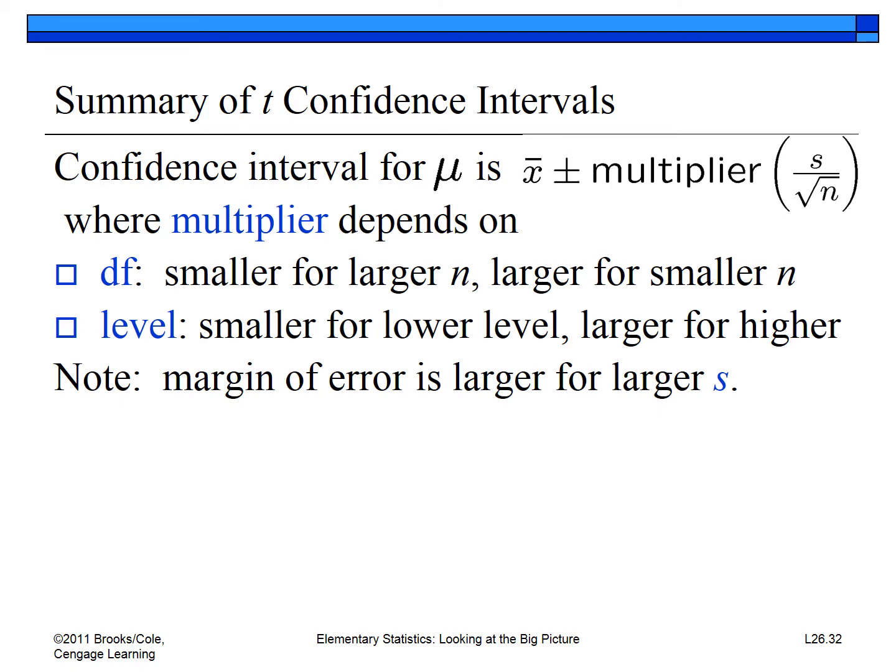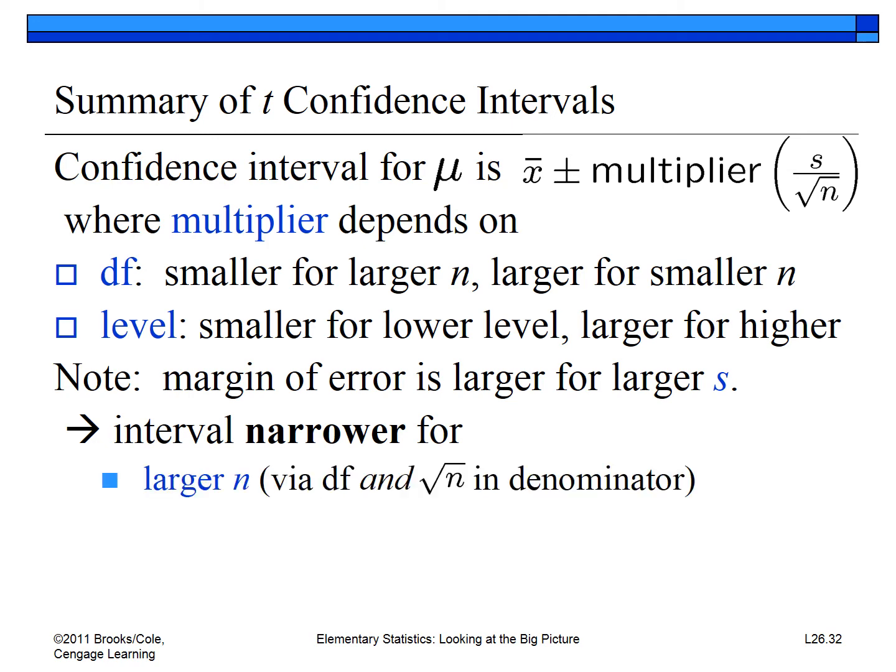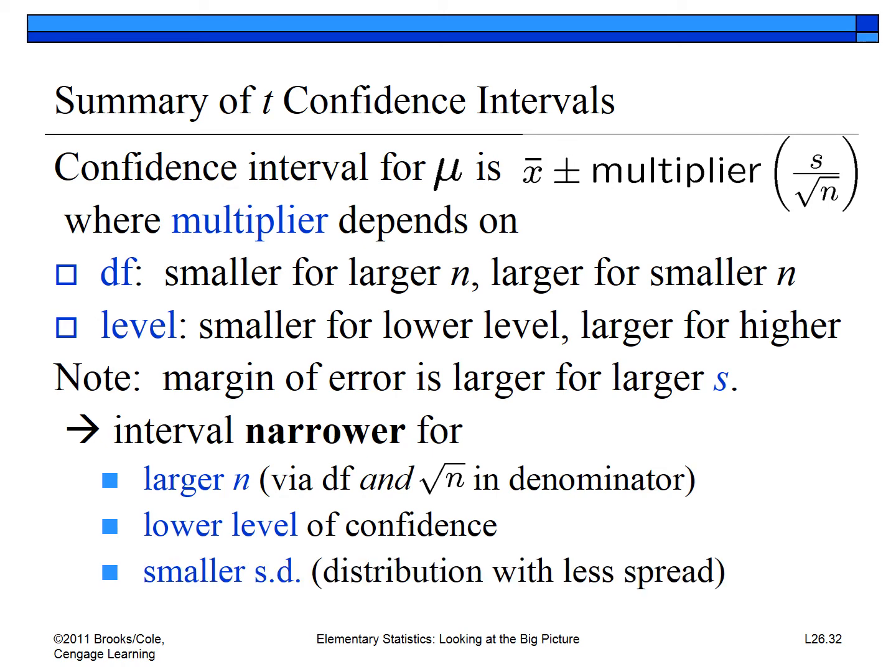Also note that a larger spread in the sample results in a larger sample standard deviation, which results in a larger margin of error. So what would make our interval narrow? A big n, because that affects the number of degrees of freedom and it makes for a bigger denominator in that fraction. A lower level of confidence, or a smaller standard deviation.